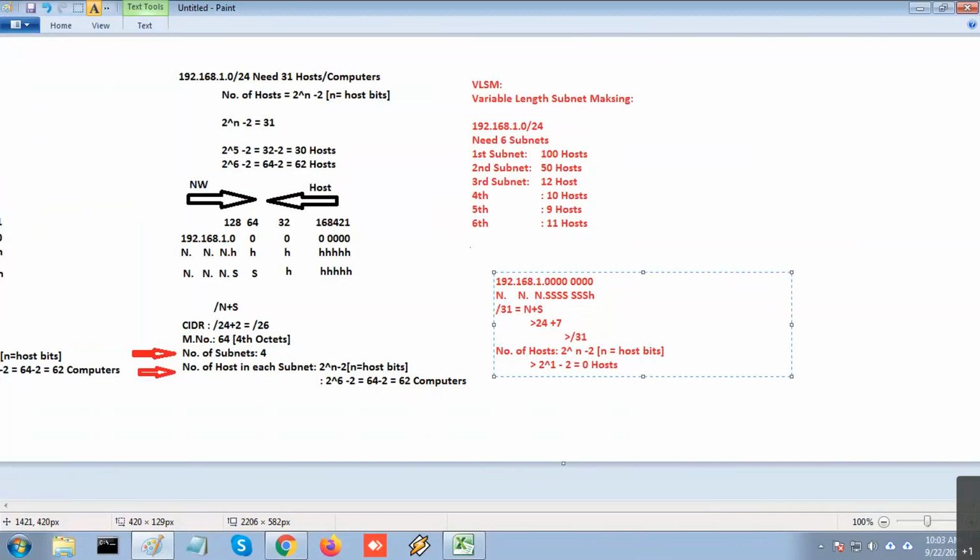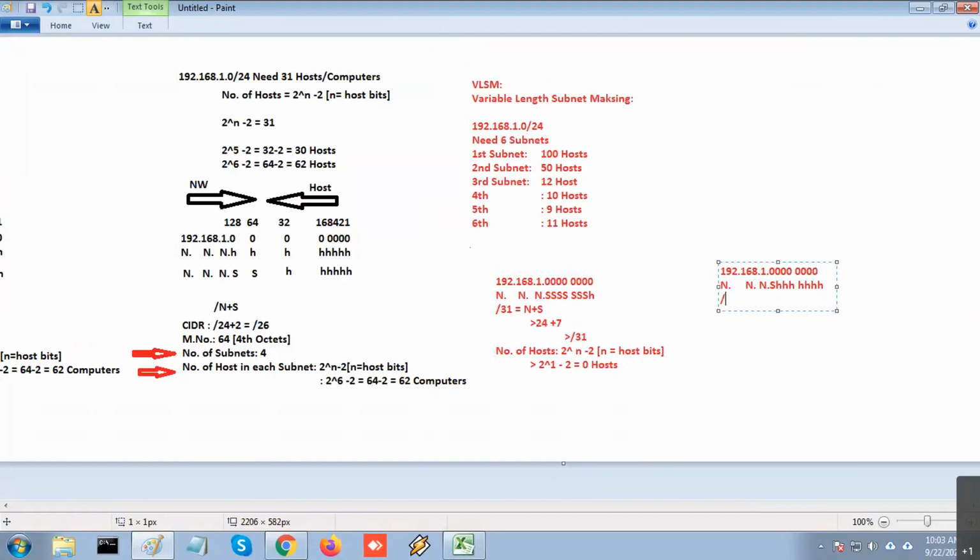The number of host bits would be 7. So 7 means how many H? 7 H would be there. Let's see now. 7 H: 0, 0, 0, 0, 0, 0, 0, then N. From right to left, 7 H means only one S. Right? Now what is the answer?